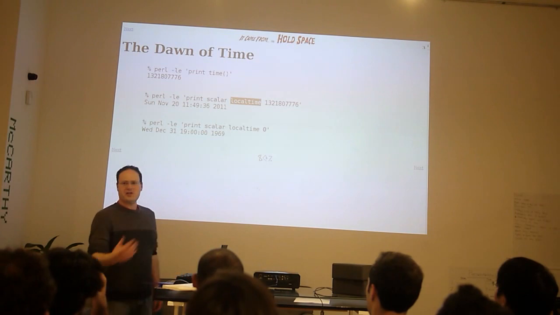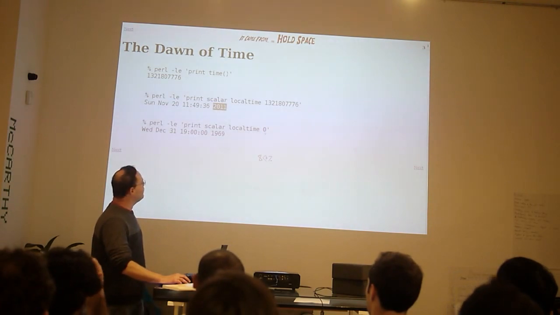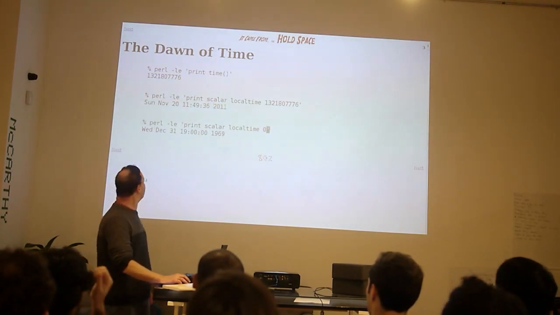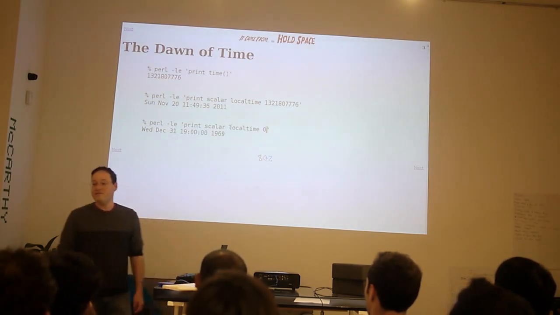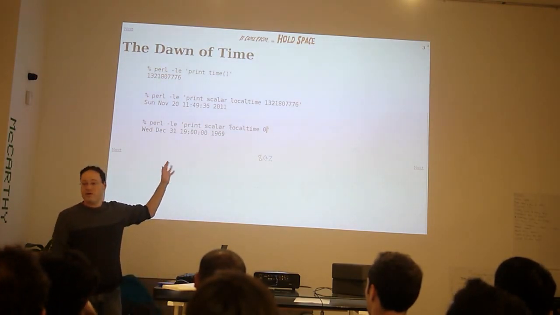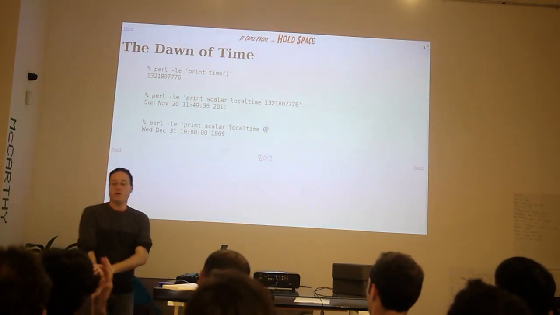There's a function in the C library called localtime, and you can poke it with Perl this way, and it says, okay, it's 2011 or whatever. And if you ask it, what's the date that corresponds to time zero, it says that it's the very beginning of 1970. I said localtime, so it's adjusted 5 hours here for the time zone, but it's actually midnight universal time at the beginning of 1970. That's when the universe began.